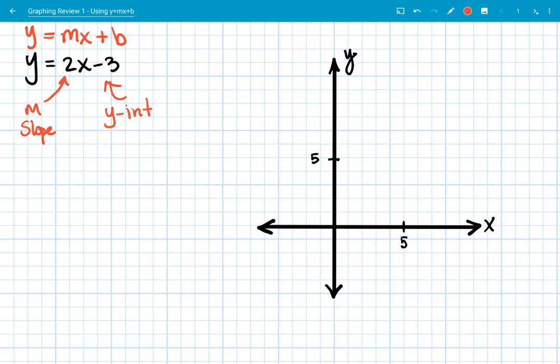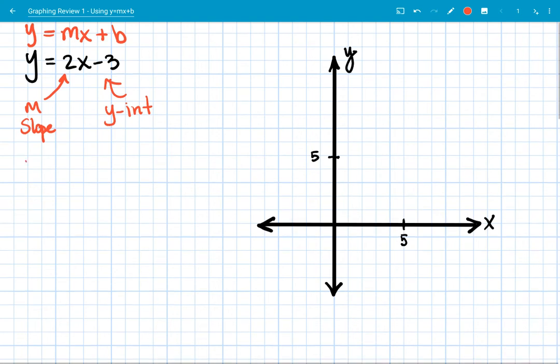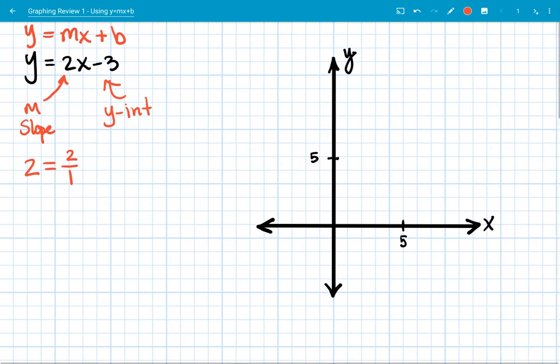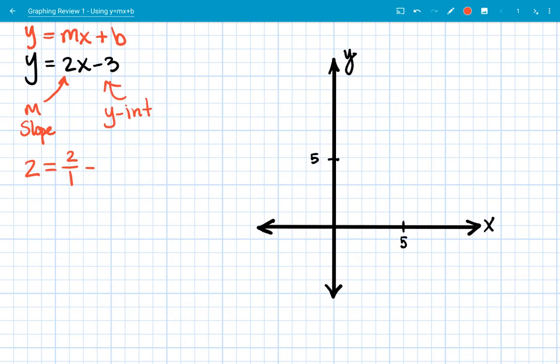Maybe at the end we'll do the quick data table just to show you it's the same information, but when we're doing this graph, the slope's going to tell us the pattern that will exist within the graph. It's the growth rate. So the slope is 2, which we can think of as 2 over 1. So that means that this graph is going to follow the pattern of up 2 and then over to the right 1.